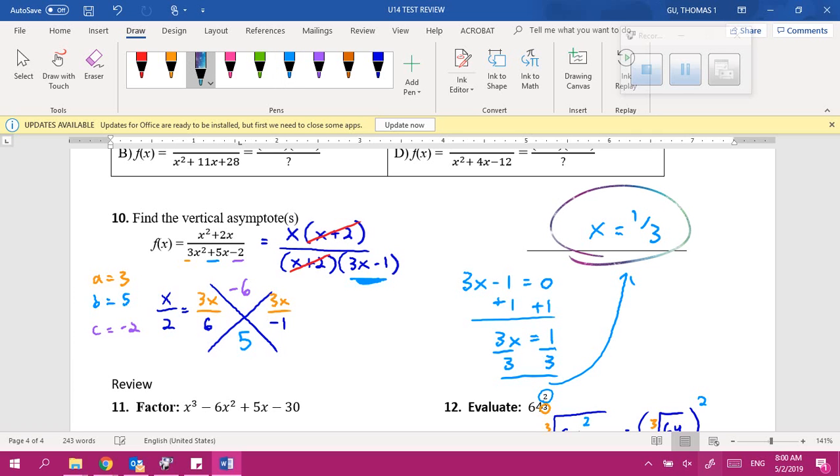So if you didn't factor first and cancel your factors, you would have two vertical asymptotes, and that would be wrong. So make sure you factor and cancel before you find your vertical asymptotes.